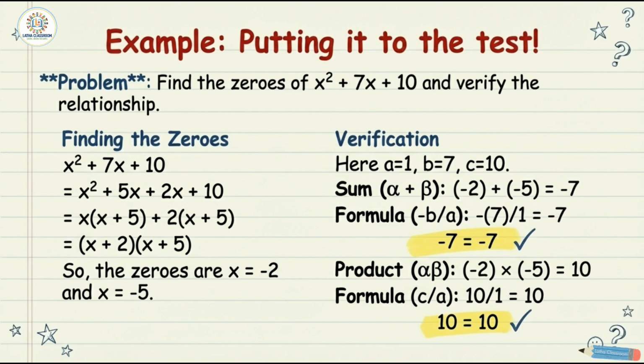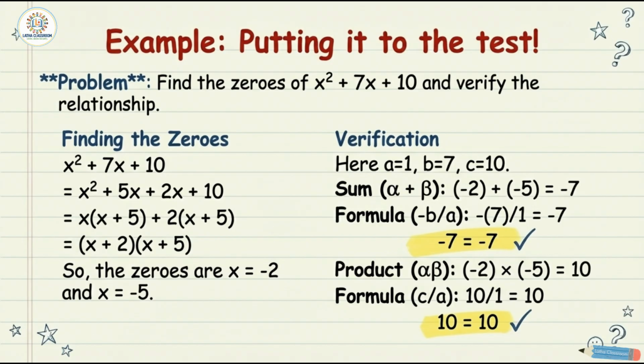Example, putting it to the test. Find the zeros of x square plus 7x plus 10 and verify the relationship. Finding the zeros: x square plus 7x plus 10. You can split 7x into 5x plus 2x. Then take x common out of x square plus 5x: x into x plus 5, plus take 2 common out of 2x plus 10: 2 into x plus 5. Now take x plus 5 common. So x plus 5 into x plus 2. So the zeros are x equals minus 2 and x equals minus 5.